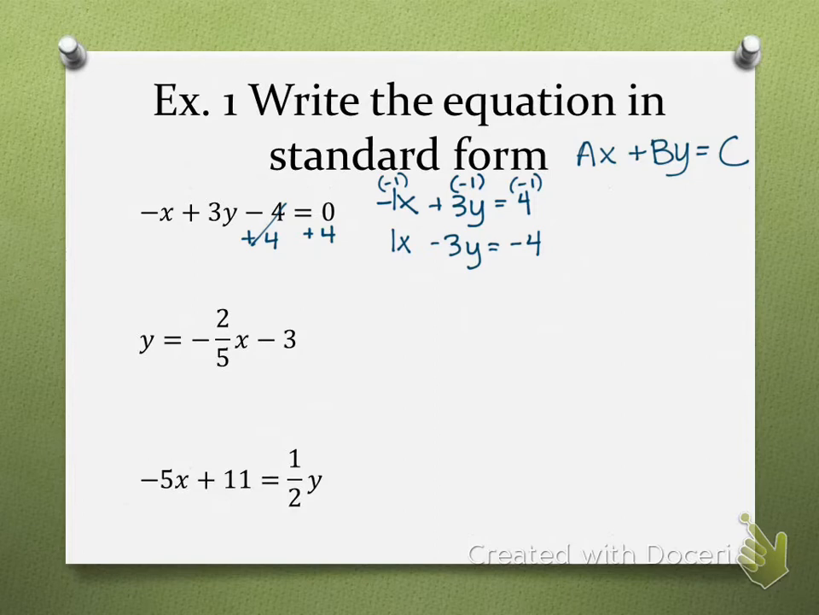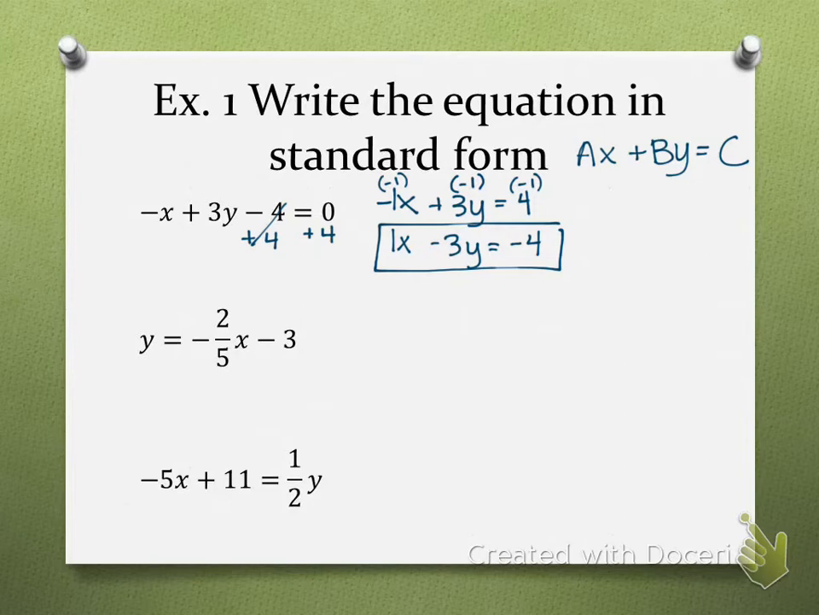So now is this in standard form? Yes, because the A is a positive number. B and C are still negative though. Is it okay if those are negative? Yes. It does not matter if B and C are negative. All it matters is that A is a positive number and there is absolutely no fractions at all. So this is our equation in standard form. Okay?